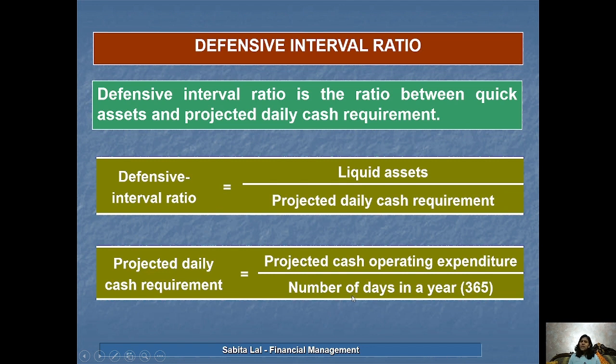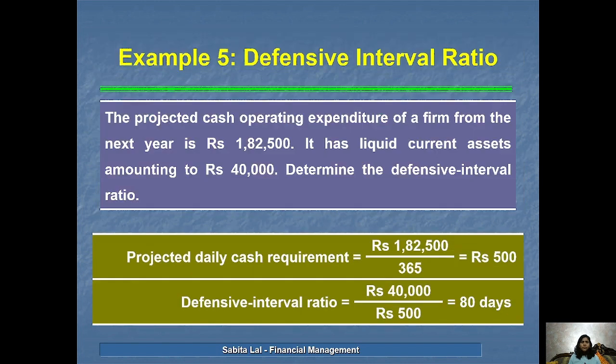Defensive interval ratio is the ratio between quick assets and projected daily cash requirement. So the defensive interval ratio is based on your liquid assets divided by your projected daily cash requirement. How do you get the projected daily cash requirement? It is your operating expenses divided by the number of days in a year, so basically we are taking 365 days.